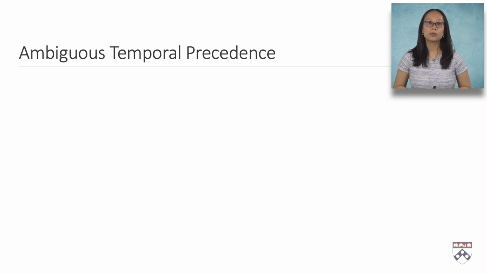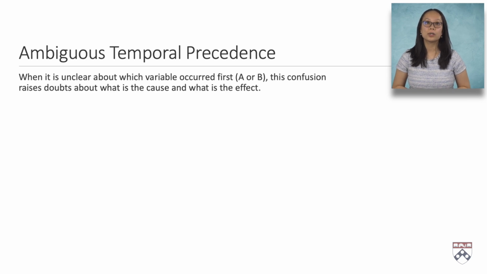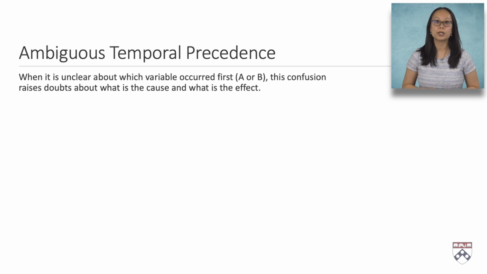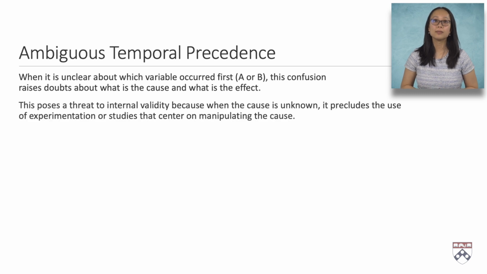So starting with the first one, ambiguous temporal precedence. This refers to the situation in which it is unclear which variable occurred first, either A or B. Because of this confusion, it raises doubts about whether A, for example, is the actual cause, or whether A could be the effect. And this poses a threat to internal validity because when the cause is unknown, it precludes the use of experimentation or studies that center on manipulating the cause. So in particular, if we're unsure whether A or B is the actual cause, then we cannot manipulate the particular cause in order to get the desired effect.